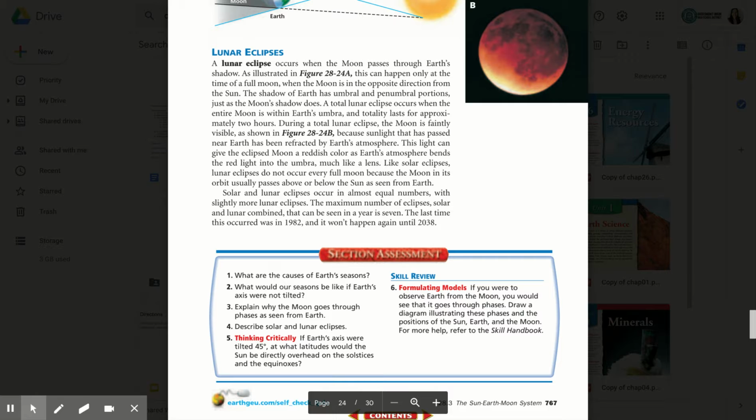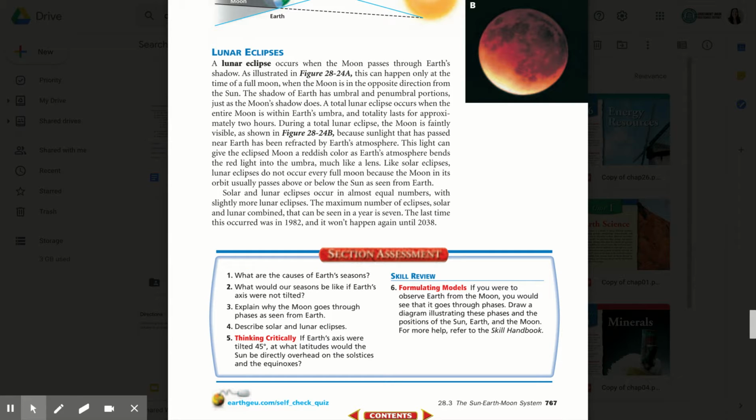Lunar eclipses. A lunar eclipse occurs when the moon passes through Earth's shadow. As illustrated in Figure 28-24a, this can happen only at the time of a full moon, when the moon is in the opposite direction from the sun. The shadow of Earth has umbral and penumbral portions, just as the moon's shadow does.